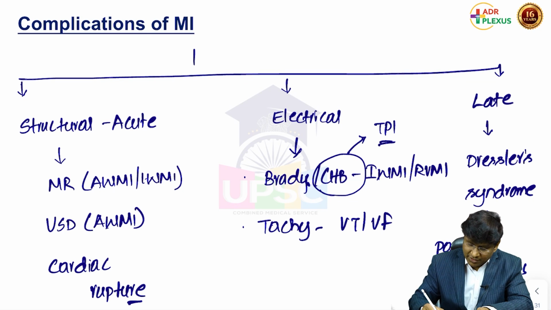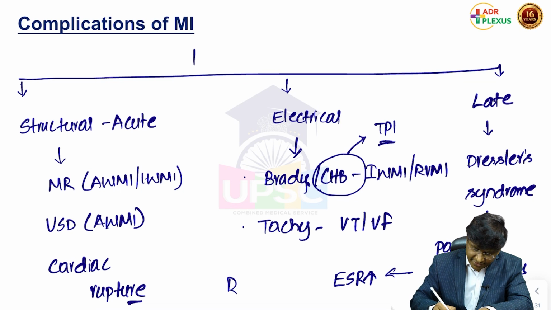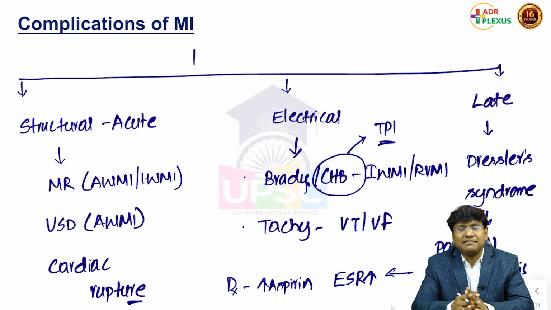It's an inflammatory pathology, so the ESR is elevated in these patients. The treatment you need to give is an increased dose of aspirin, because it is an anti-inflammatory drug. And if the patient does not respond to aspirin alone, then colchicine or corticosteroids can be given. So this is about the complications related to myocardial infarction.